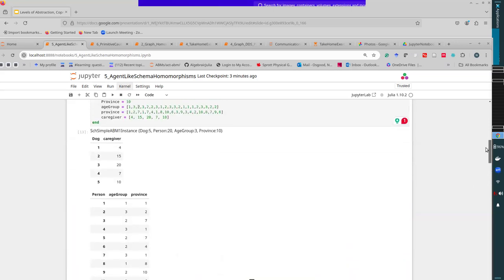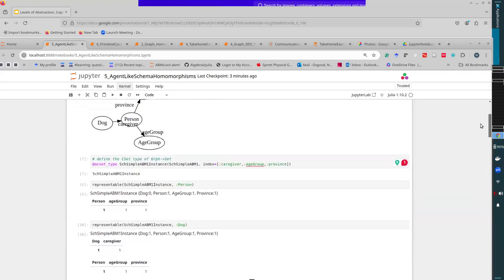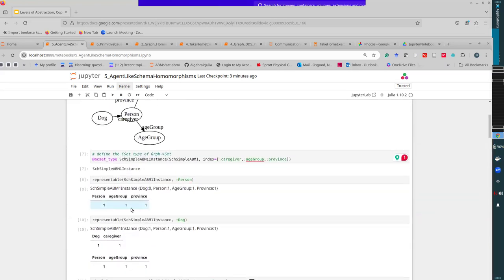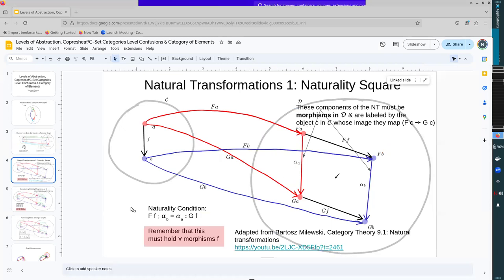So the sample population is this CSET. This CSET is what we're looking at here, right? This one we define. Are we good with that? And we're gonna find homomorphisms from this generic person into it, right? What is that homomorphism gonna look like? Well, it's gonna look like this. I mean, it's a homomorphism.